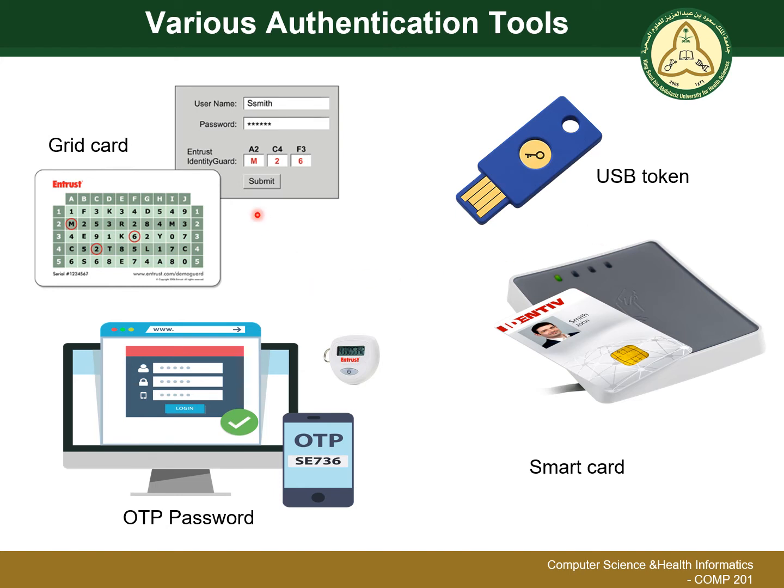The grid card is provided to the user by the system on a wallet size card that contains randomly generated characters in rows and in columns. The user logs in with his username and his password. Then he needs to input some required characters selected by the column and cell number.